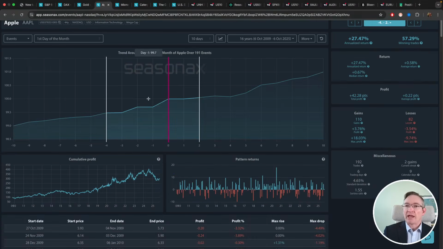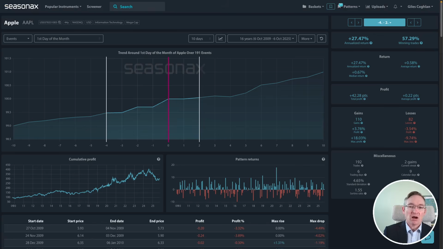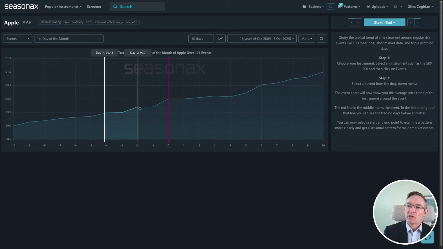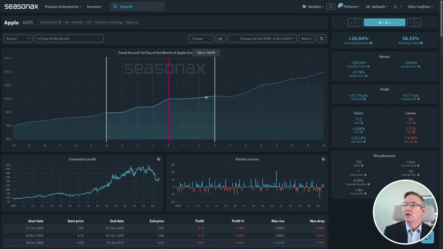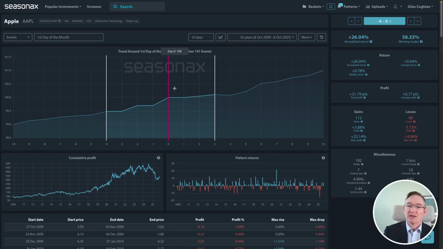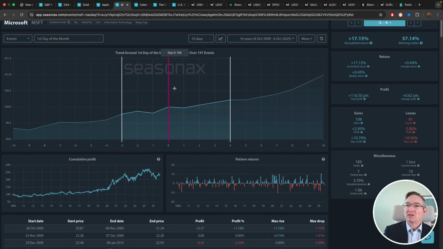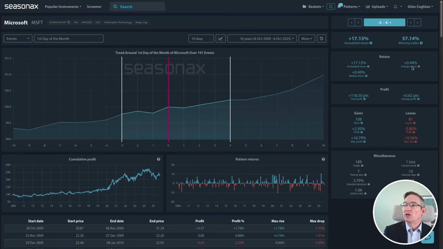Looking at individual equities, what we notice is some large tech names do show a strong turn of the month performance too. For example, Apple, you can see here in the 4 days into the turn of the month and the 3 days out of the turn of the month has an average return of 0.64% and a steady cumulative profit gain. We see a very similar pattern with Microsoft, an average return of 0.44% in the 3 days into and the 4 days out of the turn of the month.